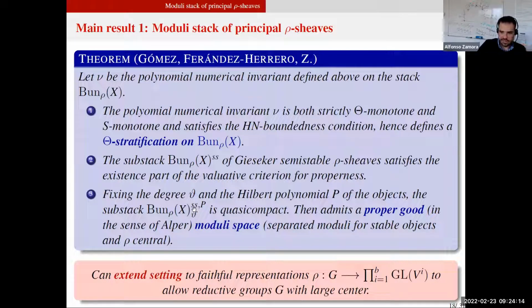And talking about the center, we can extend this setting to even more general representations, representations going from G to a product of general linear groups GL(V). This allows reductive groups G to have large center: because the center of GL(V) is one-dimensional, and the representation needs to be faithful, if we allow the target to be a product of general linear groups, then we allow groups G with larger center to play in this story, and then we can get this theorem in much more generality.